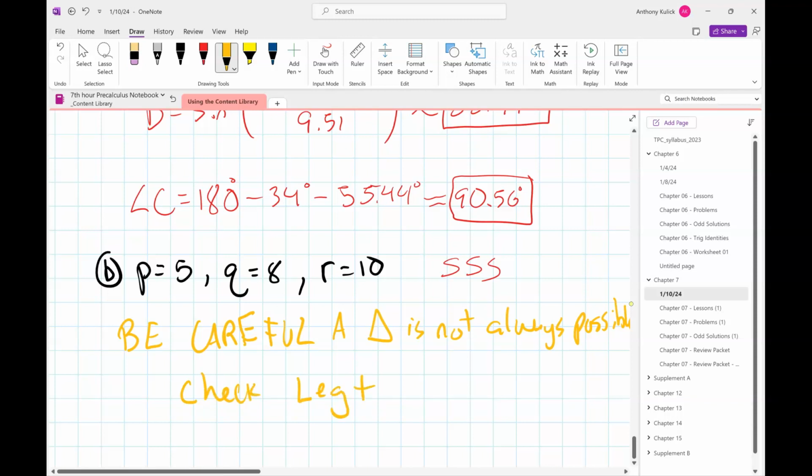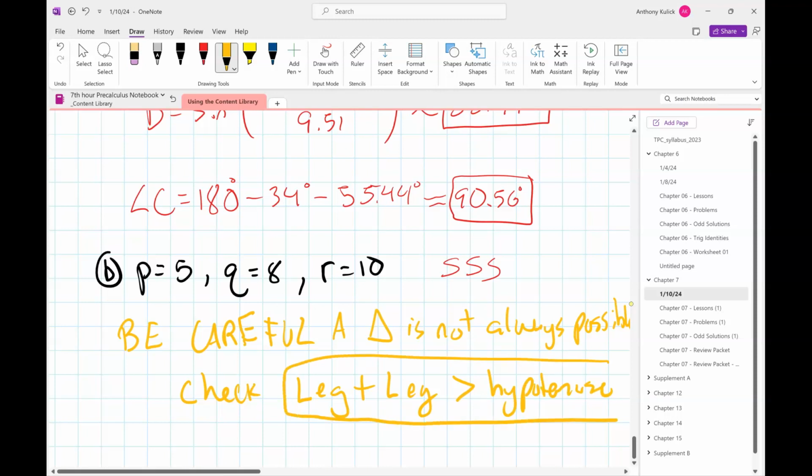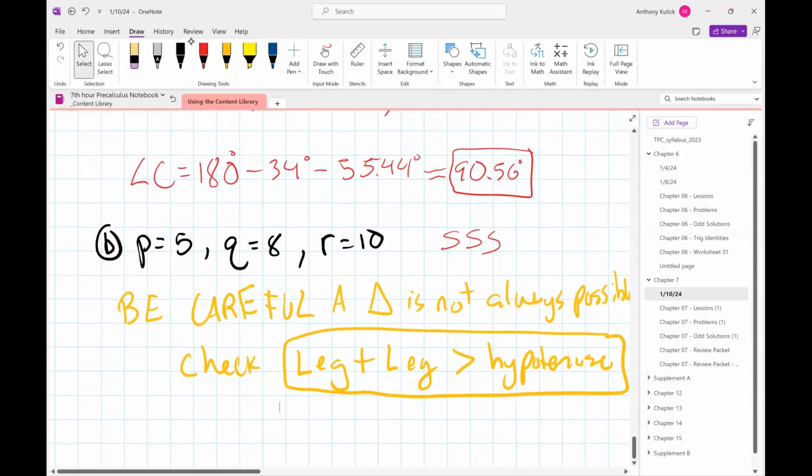So our check is that leg plus leg has to be greater than the hypotenuse. How do I tell which ones are legs and which one is the hypotenuse from 5, 8, and 10? The hypotenuse is the longest side. Which one's the hypotenuse? It's 10, right? So 5 plus 8, is that greater than 10? You betcha. So this is possible.